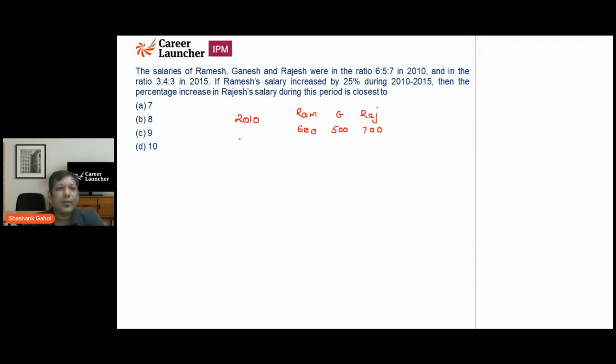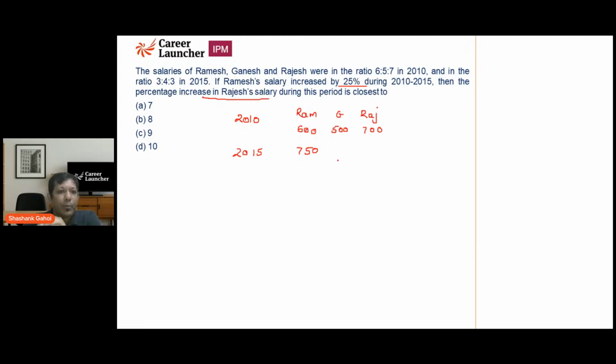From 2010 to 2015, Ramesh's salary increases by 25%. So 25% means what? 25% is one fourth. One fourth of 600 is 150. So what is the salary of Ramesh in 2015? That is 750. Okay. Now, what is the percentage increase in Rajesh's salary?